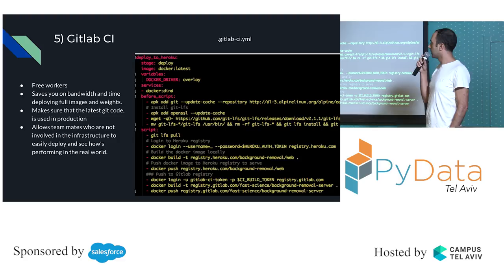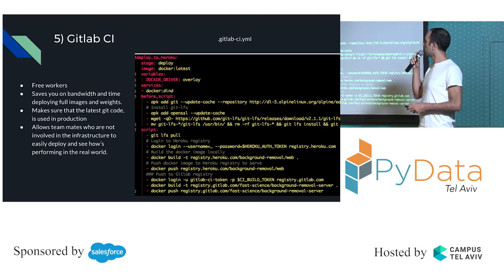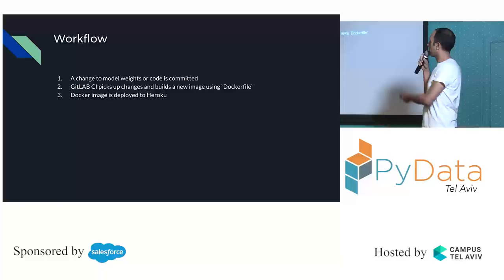it's working. So the YAML file would define the stages. Ideally, you would have something like build a Docker image, test your code, finally deploy it to a staging environment, and then deploy to production. And that's the workflow that I just discussed.